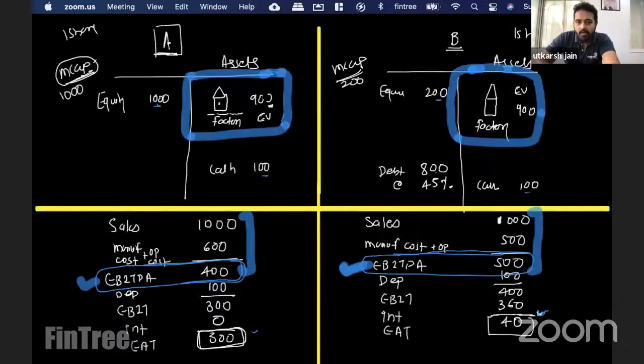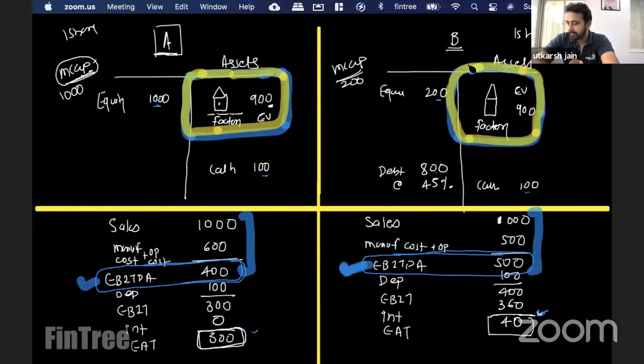It doesn't matter how we got the assets, but now that we have identical assets, we ideally would have made identical profits, right? Based on these assets. But clearly we made more profits because it is a more efficient operator. And that is the reason why EV by EBITDA is such a beautiful multiple.